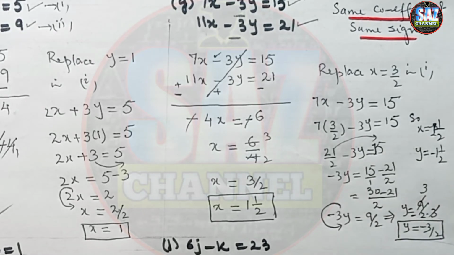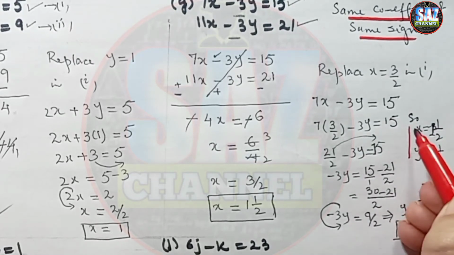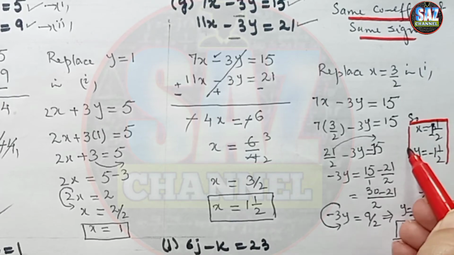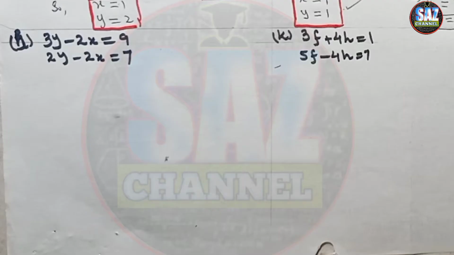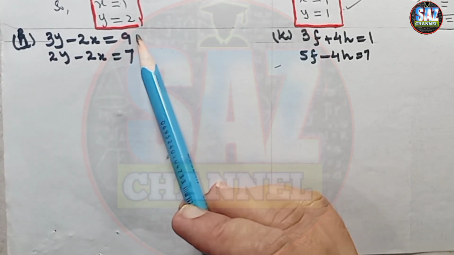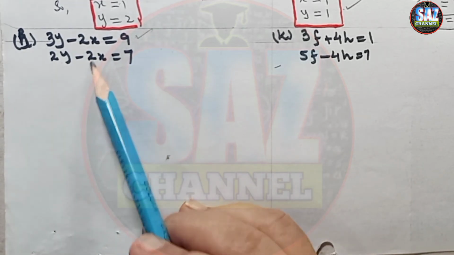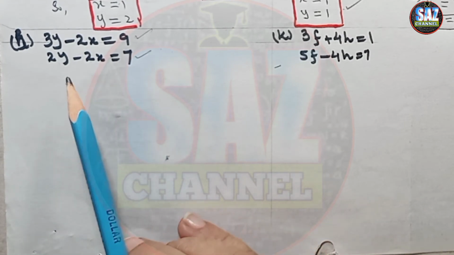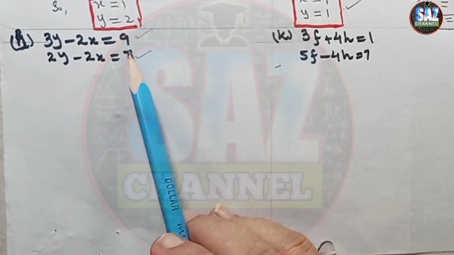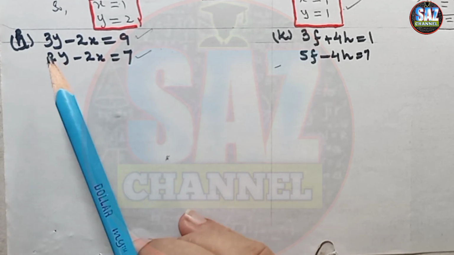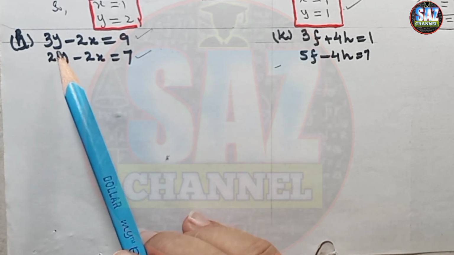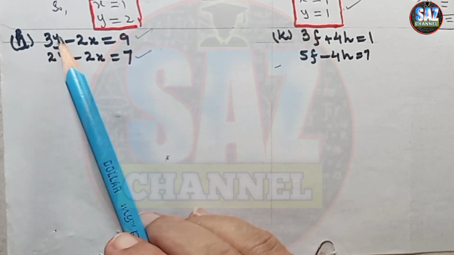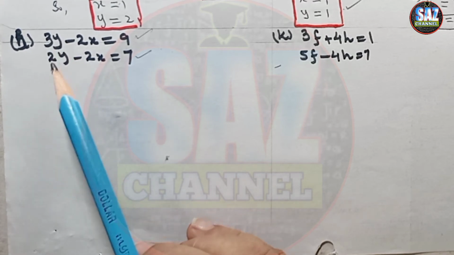I hope you are clear about this situation, and let's move to the next question, that is 3y minus 2x equals 9 and 2y minus 2x equals 7. Both the equations are arranged properly. The constant is on the right hand side, and the variable terms are on the left hand side, and each variable term is placed at the proper place.